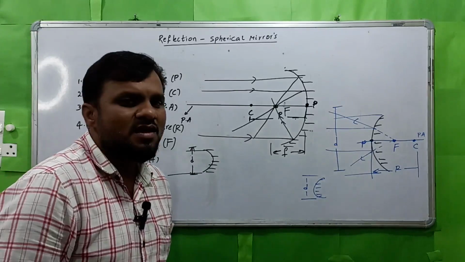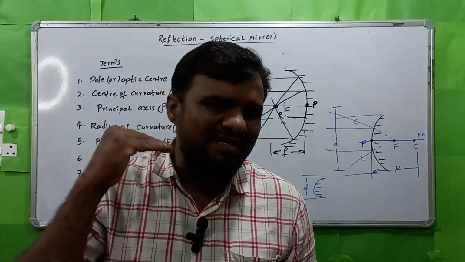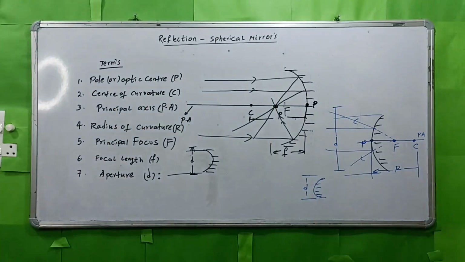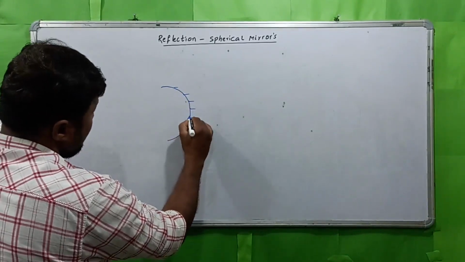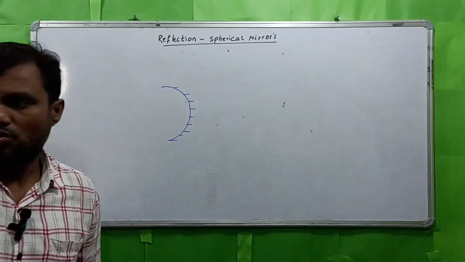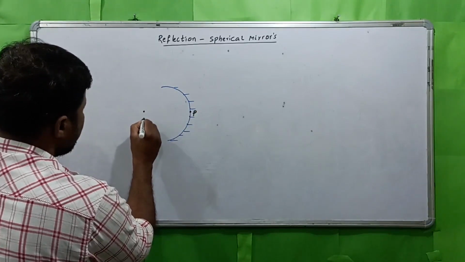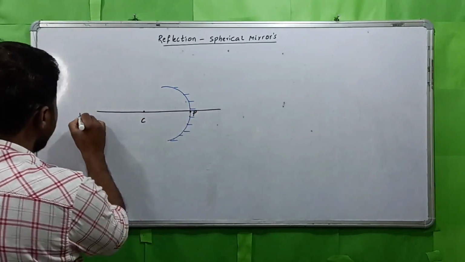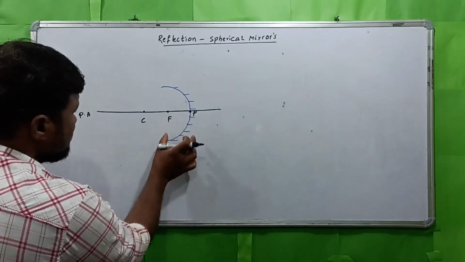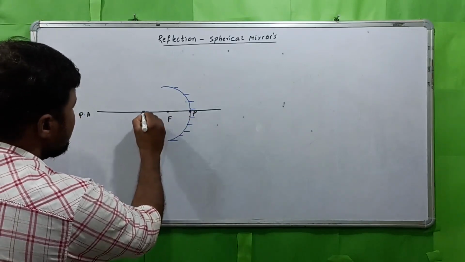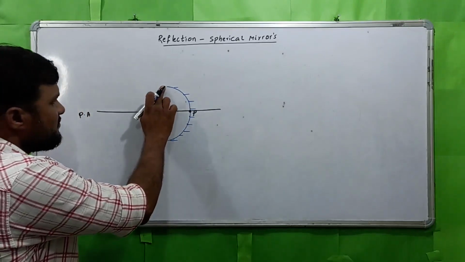Now we will see how light behaves in case of convex mirror and concave mirror, how light behaves whenever it is incident on the mirrors. Imagine a concave mirror. If I locate the terms: pole, center of curvature, principal axis, focus. We can observe here that pole, focus and center of curvature all lie at equidistant manner.